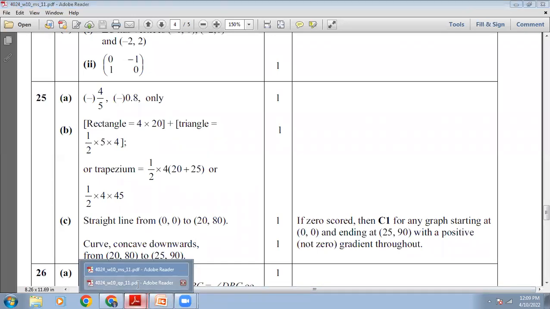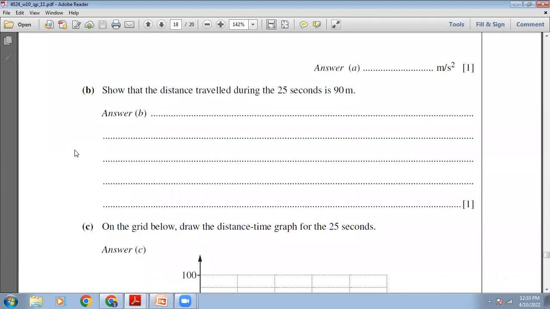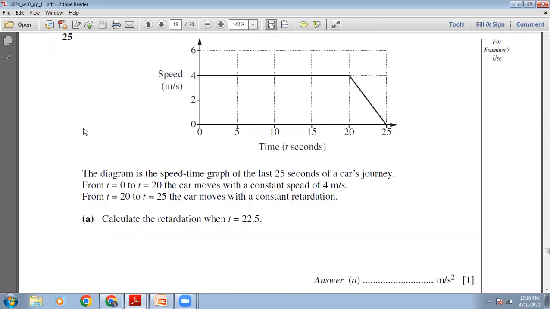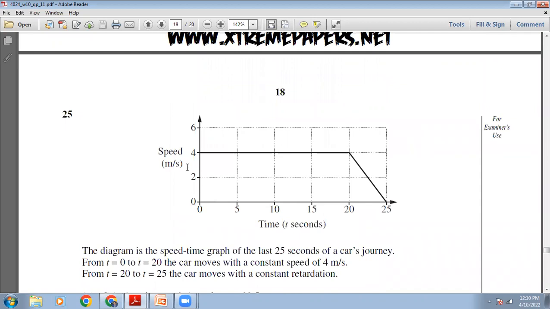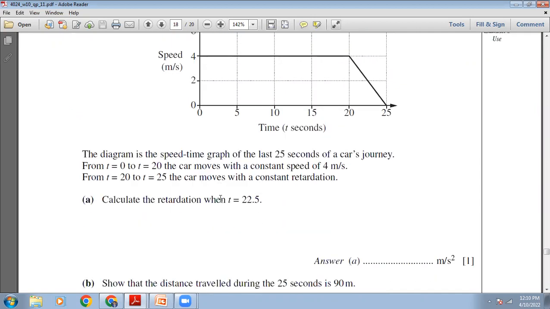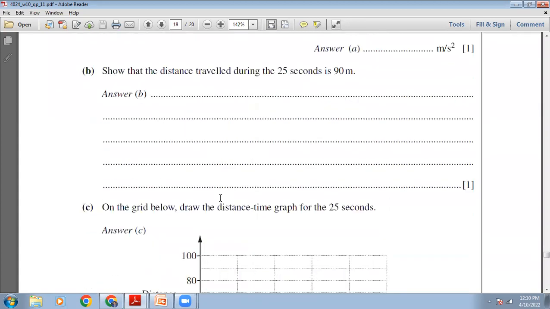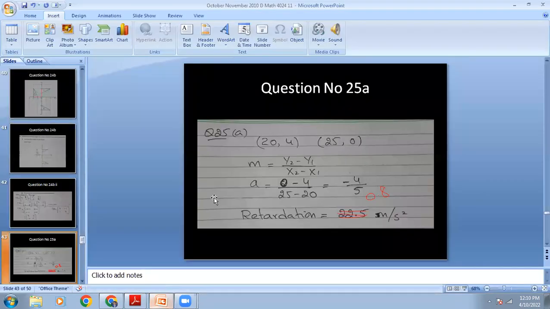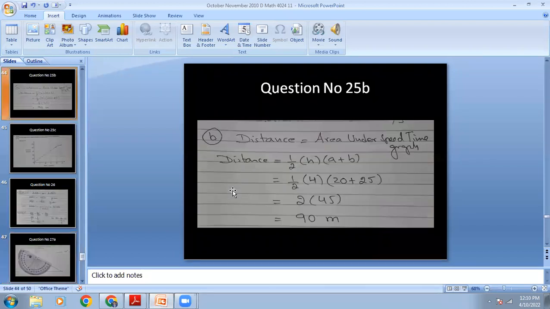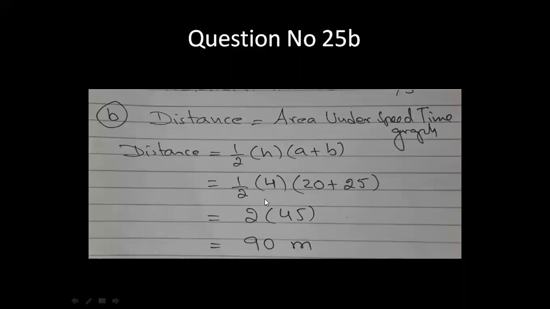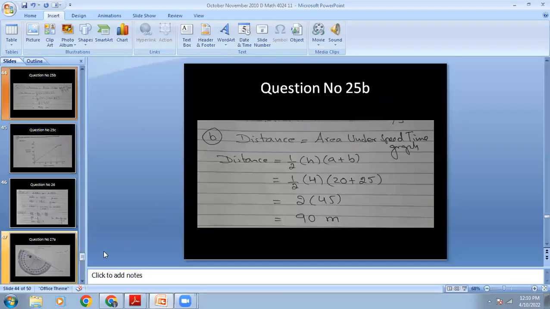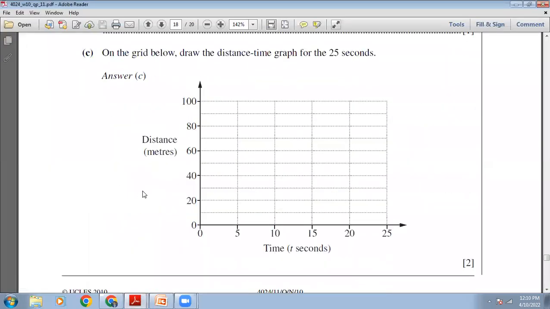So next question. He says, show that the distance traveled during the 25 seconds is 90 meters. So we have to find the distance traveled. You can see it's a big trapezium. We can find the area under the speed time graph, and that will be equal to the distance traveled. It's a trapezium, so 1 by 2 into height into sum of the parallel sides, and you will have 1 by 2 into 4 into 20 plus 25. So it will be 45, and 2 and 4 cancel, so 90 meters. So this was what you were supposed to show. A very simple and straightforward question.